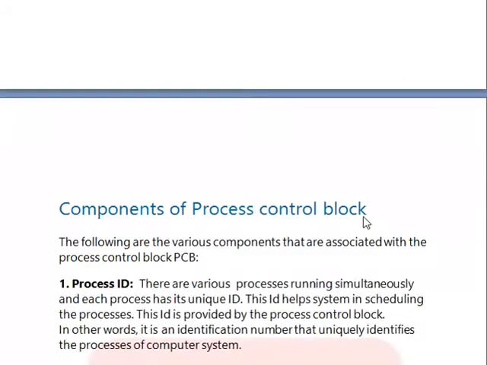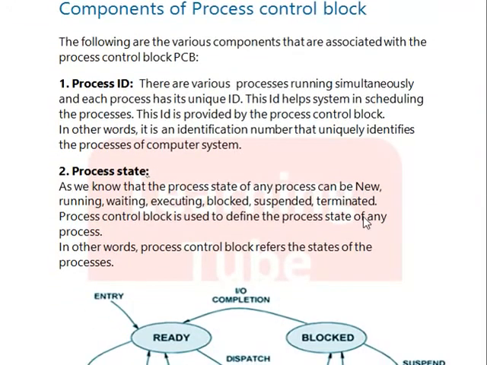As we know, process ID is a unique ID. It is assigned to each and every process. This ID helps the system in scheduling the process. This ID is provided by the PCB. In other words, it is an identification number that uniquely identifies the process in a computer system.